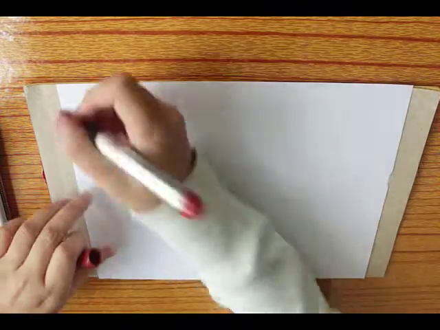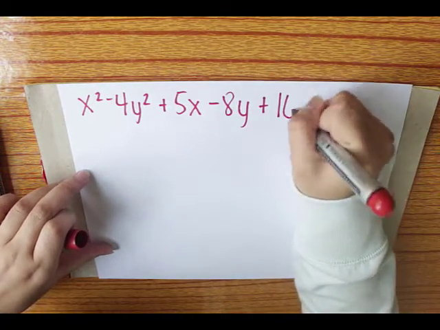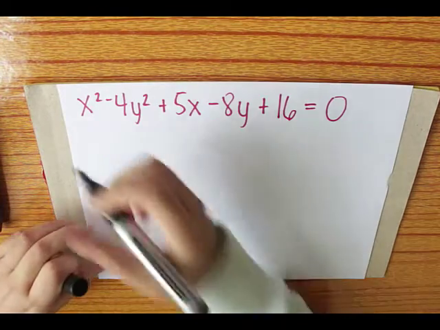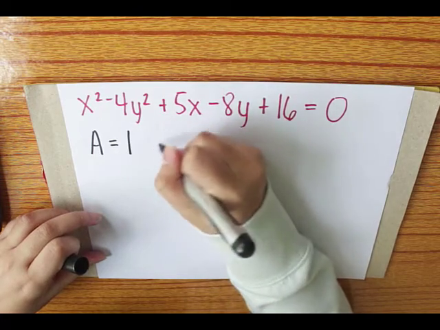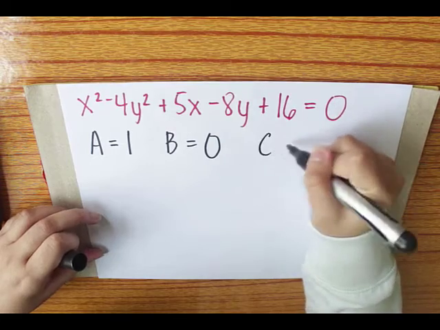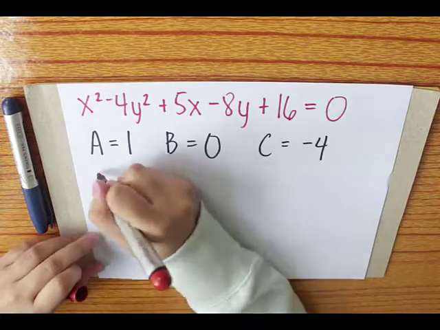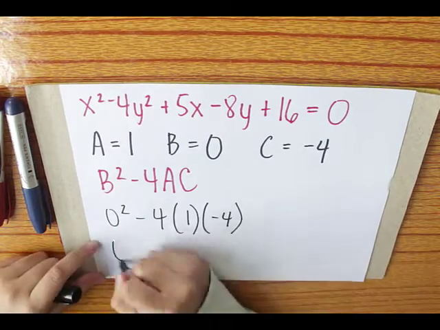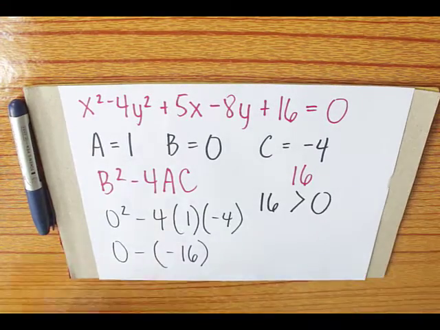For example, x squared minus 4y squared plus 5x minus 8y plus 16 is equal to 0. Refer to the general second-degree equation to get the values of a, b, and c. A is equal to 1, b is equal to 0, and c is equal to 4. Substitute them to get the value of the discriminant. The answer will be 16. Since it is greater than 0, the type of conic section is a parabola.